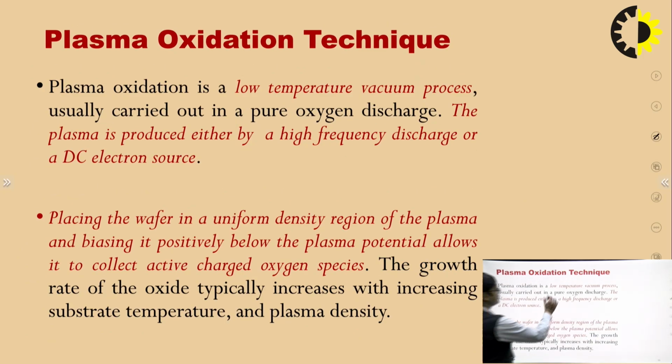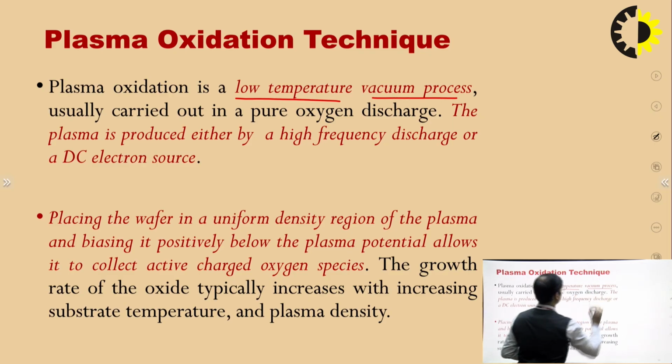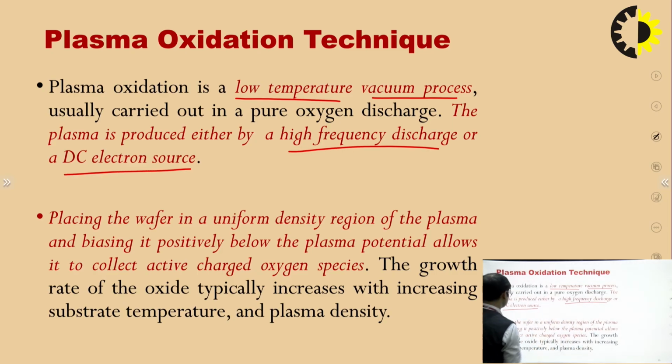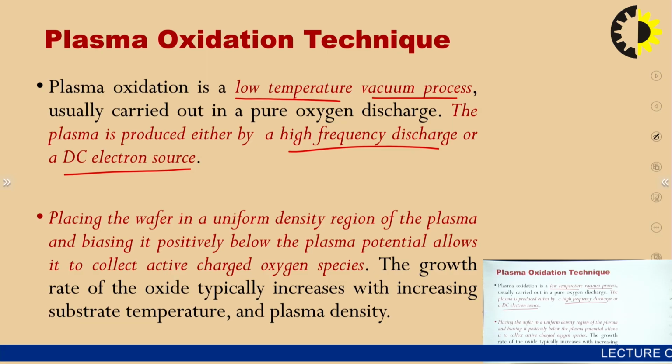So, plasma oxidation is a low temperature vacuum process usually carried out in a pure oxygen discharge. The plasma is produced either by a high frequency discharge or a DC electron source. Now, placing the wafer in a uniform density region of the plasma and biasing it positively below the plasma potential allows it to collect actively charged oxygen species. The growth rate of oxide typically increases with increasing substrate temperature and plasma density.